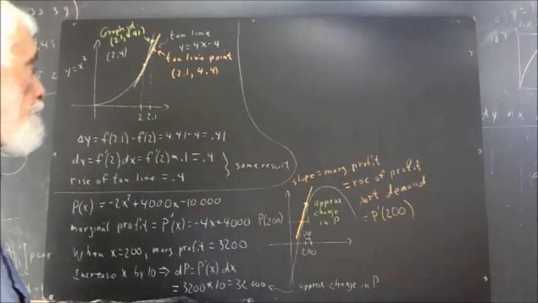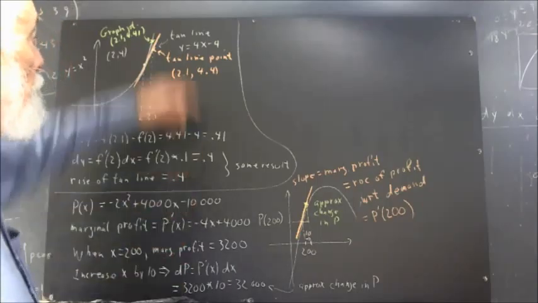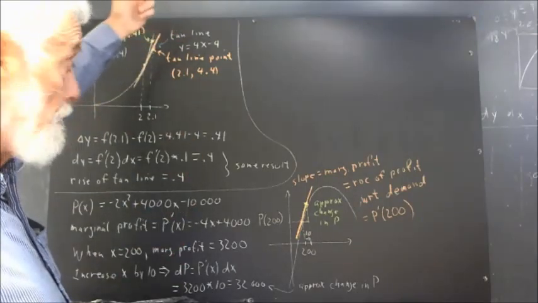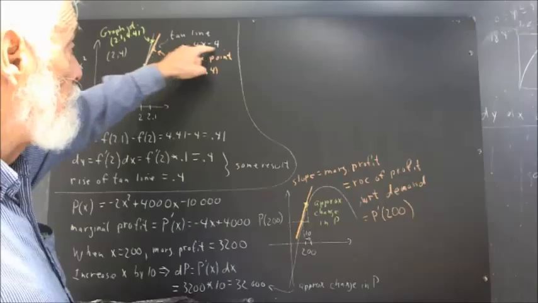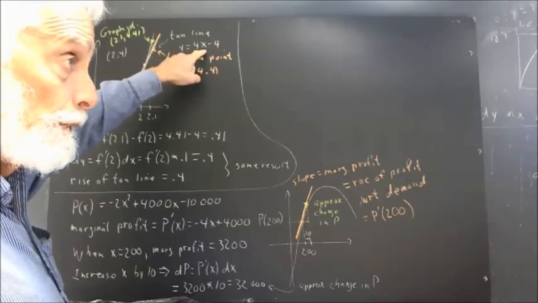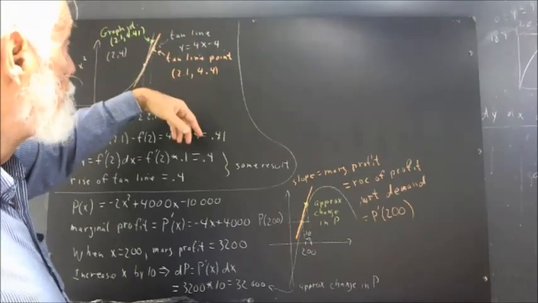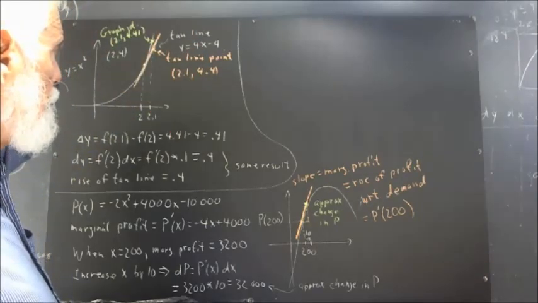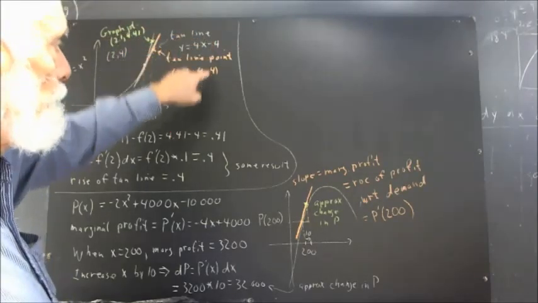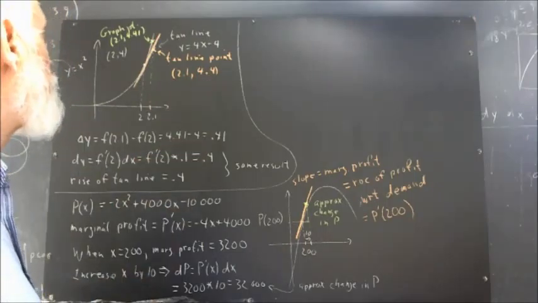We can find that in a couple of ways. Just using the equation of the tangent line, we have y equals 4x minus 4. If we plug 2.1 in for x, 4 times 2.1 is 8.4, and 8.4 minus 4 is 4.4.